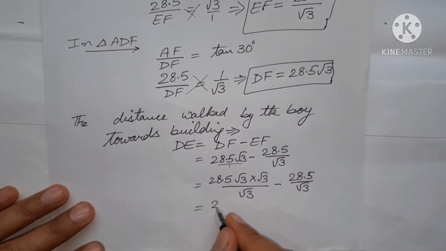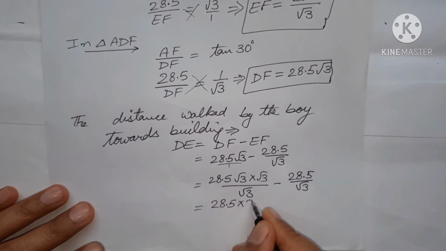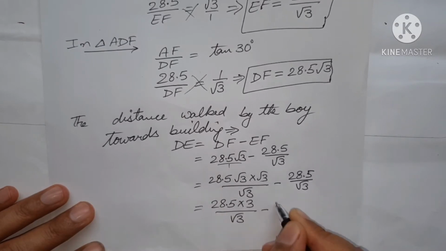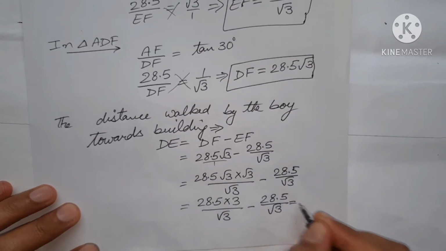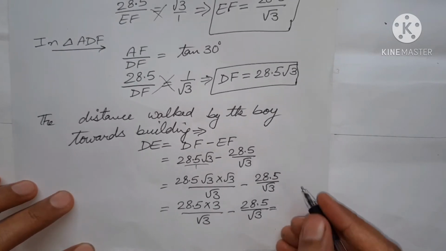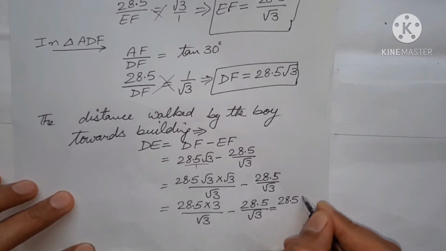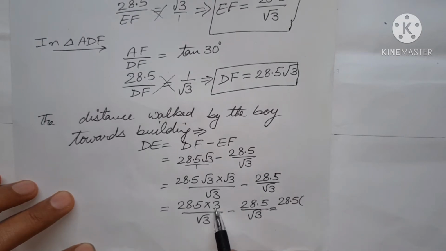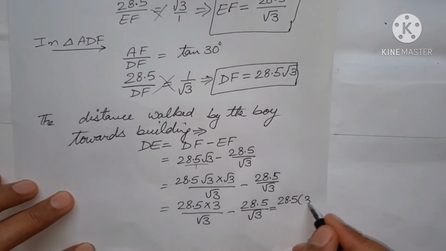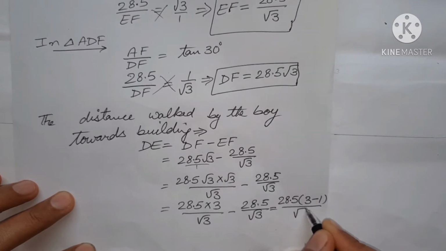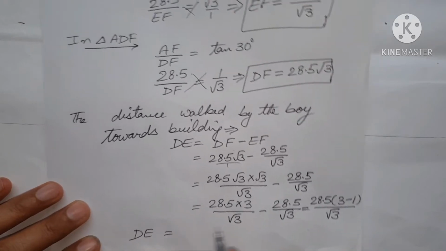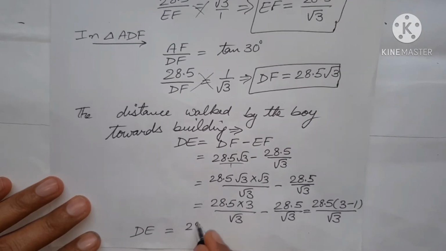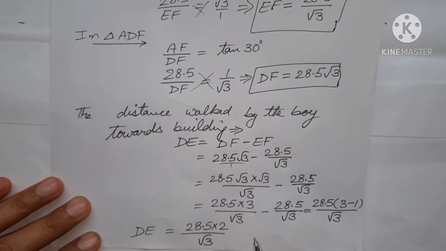So it will be 28.5 into 3 upon root 3 minus 28.5 upon root 3. Because 28.5 is common in both terms, we will take it as common, and inside the bracket 3 minus 1, so 3 minus 1 upon root 3. So the value of DE is equal to 28.5 into 2 upon root 3.